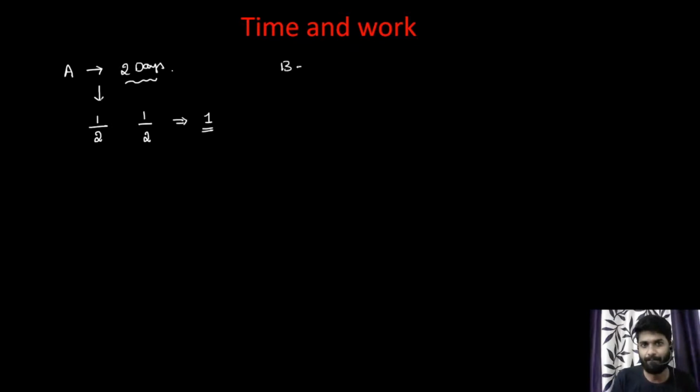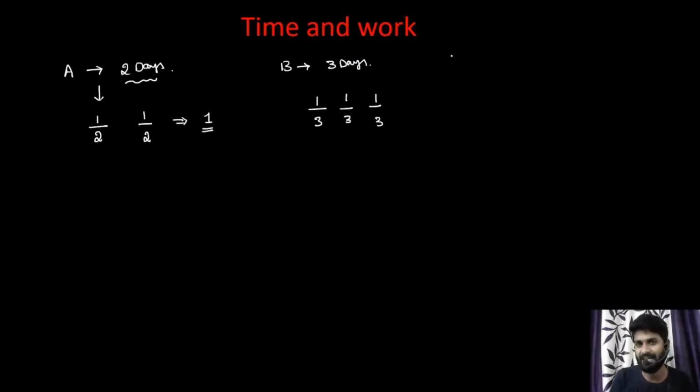Same thing, see, if B can complete the work in 3 days, what is the meaning of B can complete the work in 3 days? It means he was performing 3 days and the work is completed. Performing 3 days means first day 1/3 of work, second day 1/3 of work, third day 1/3 of work.